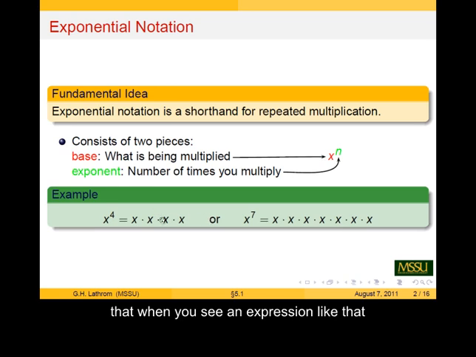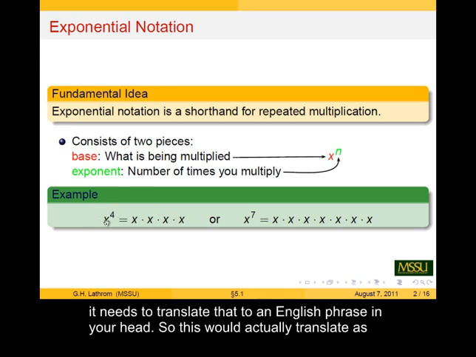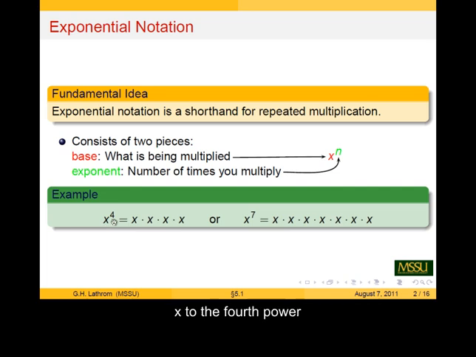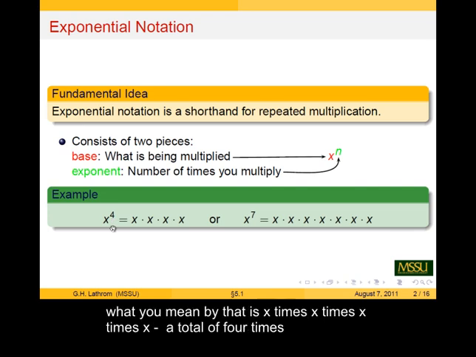Now, when you see an expression like this, you need to translate that to an English phrase in your head. So this would actually translate as x to the fourth. Sometimes we say x to the fourth or x to the fourth power. Now what you mean by that is x times x times x times x. You're multiplying x as the base a total of four times.